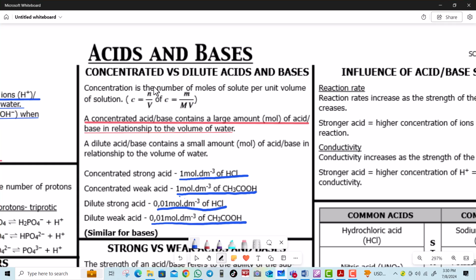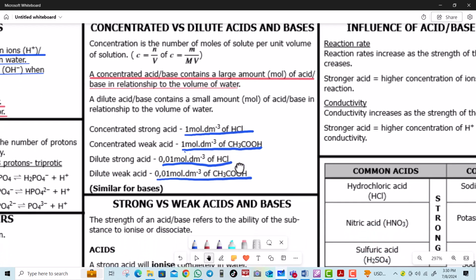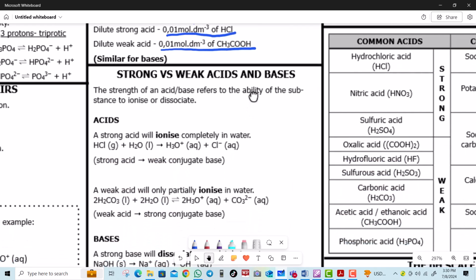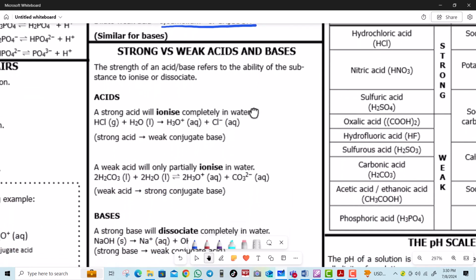Now these terms which we are talking about here, you must understand that we defined the one which is concentrated and the one which is dilute. But we also have to classify them using the strength. Now, strong versus weak acids and bases. So the strength of an acid or a base refers to the ability of the substance to ionize or dissociate.